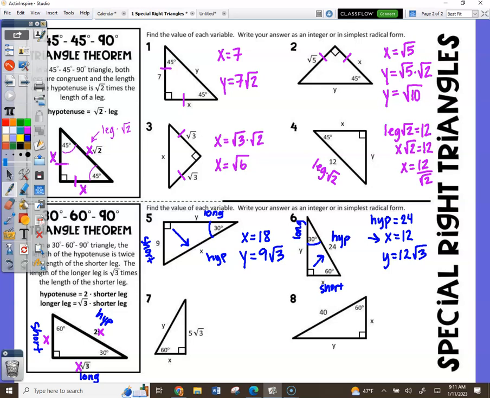Since number 8 also gives the hypotenuse, y'all jump to 8 and try it. And then we'll work 7. You already finished it?